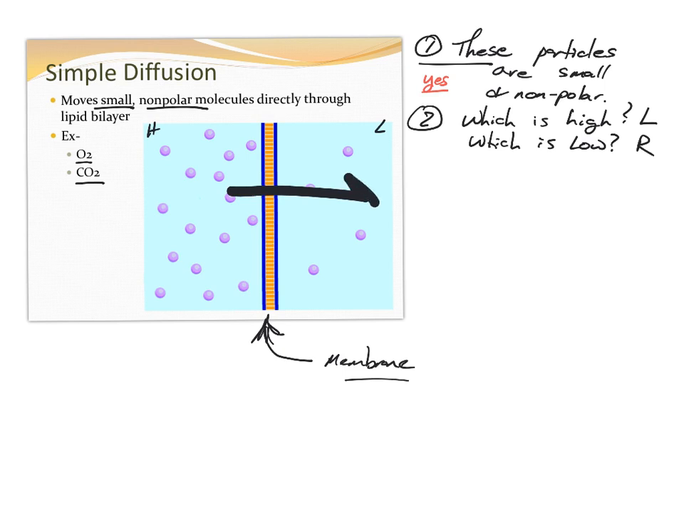Left to right, high to low is correct. And so we're ready to go. That's called simple diffusion. That's all there is to it. I gave you that word last week. Those two words together, simple diffusion. Now, let's go on to the next slide.